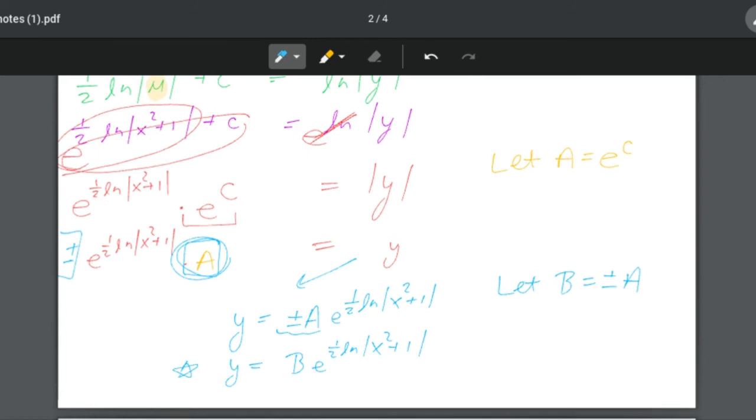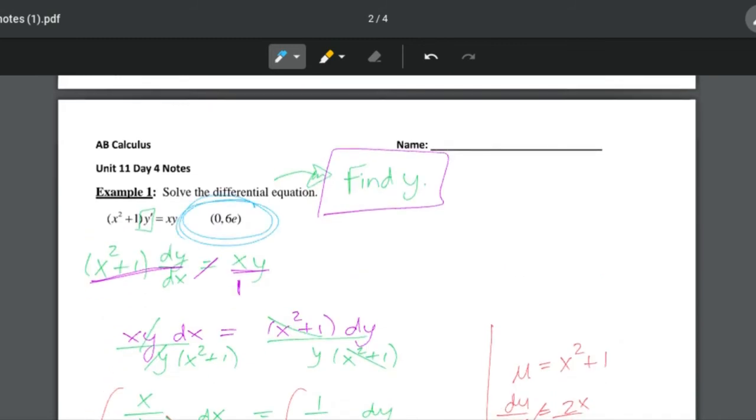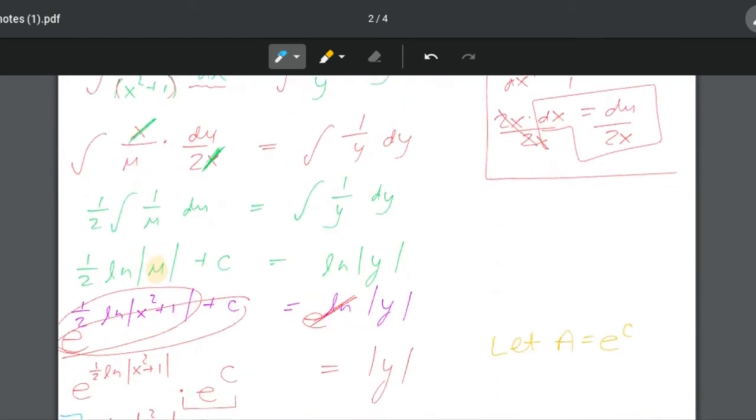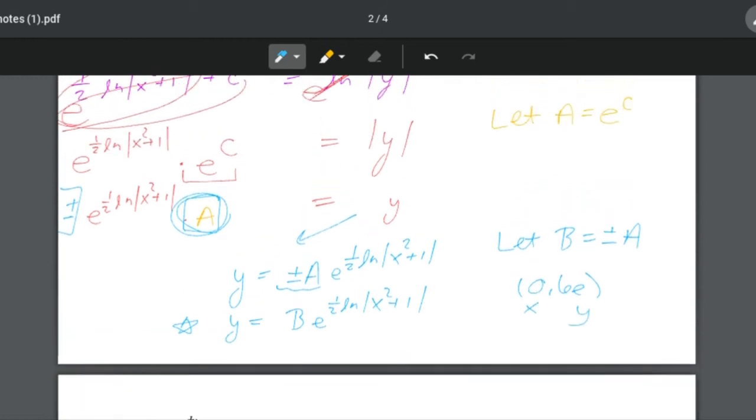How we're going to do that is we have to plug in that point that we were given, 0, 6e. So we have to plug in our point, 0, 6e. 0 is going to be plugged in for x. 6e is going to be plugged in for y. I'm running out of room here, but I think we could still do this problem. I'll try to just switch colors so it's a little bit easier to see. Our y is 6e. We don't know b. We have e to the 1/2 ln of 0 squared plus 1.